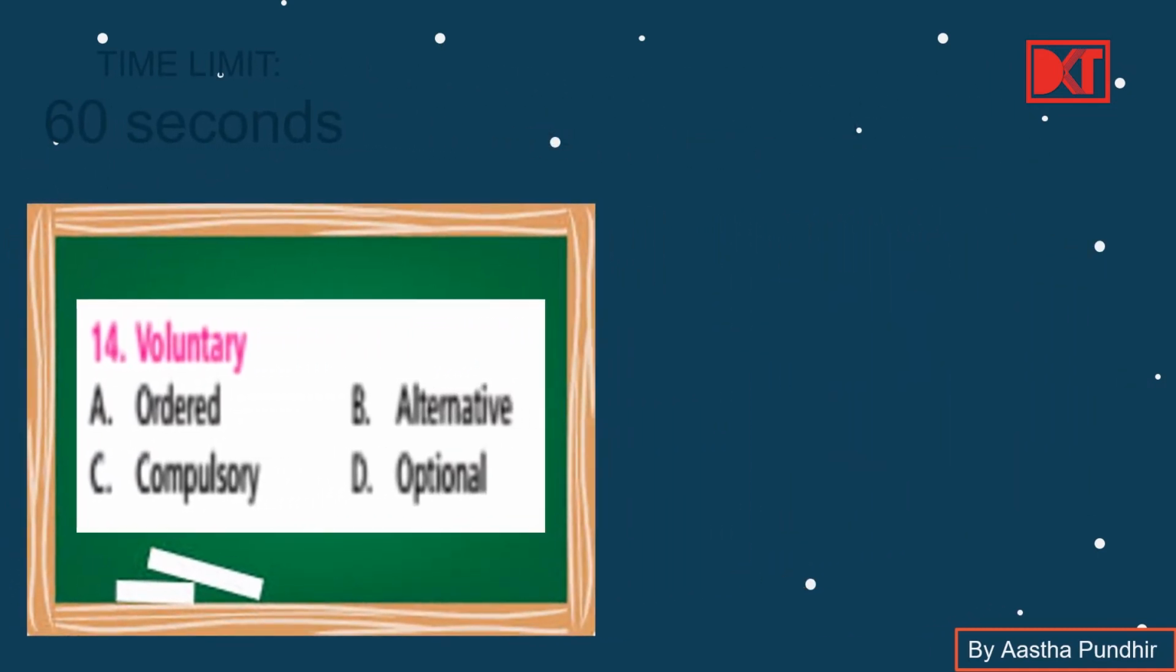Okay, the next word we have is voluntary. Here the options are ordered, alternative, compulsory or optional. Voluntary is something that you do on your own. Nobody has really asked you to do it. So the opposite could be compulsory, something that you do out of compulsion. All right. Compulsory could be synonymous to ordered as well. Then we have alternative and optional, which are synonyms of voluntary.